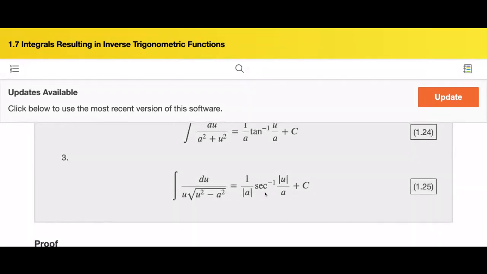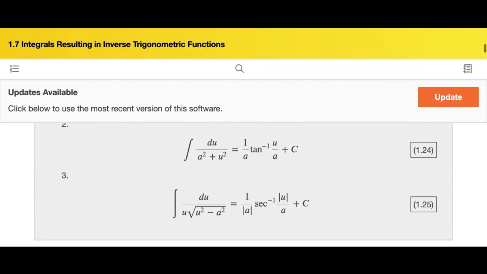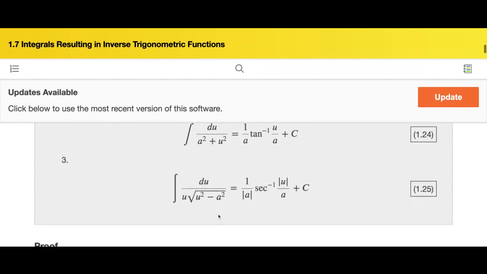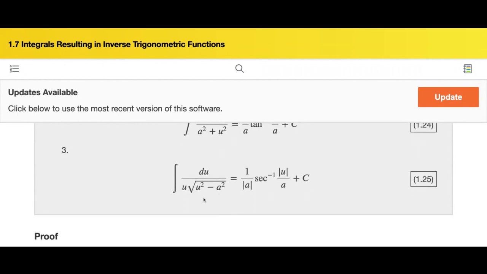And arcsecant is kind of troublesome. The denominator is a u, square root of u squared minus a squared. So we can compare this one with the first one. The first one we have a squared minus u squared, and this one we have u squared minus a squared. And outside we have u. So anti-differentiate that, we have 1 over absolute value of a, secant of absolute value of u divided by a plus c.